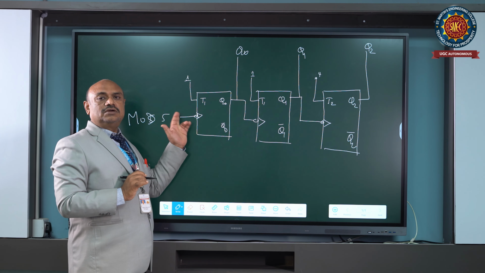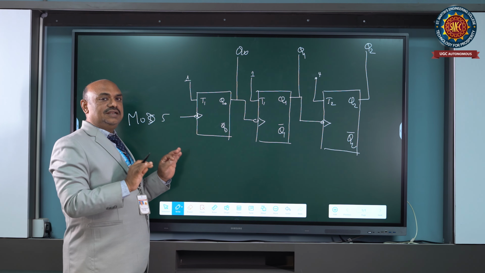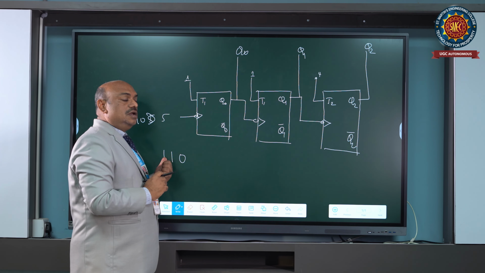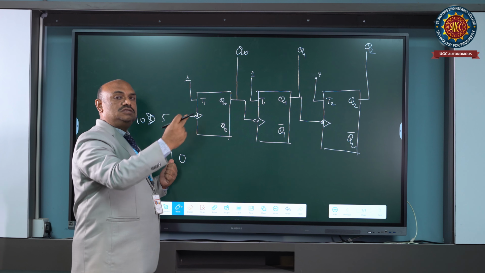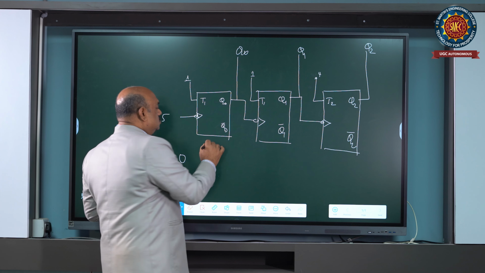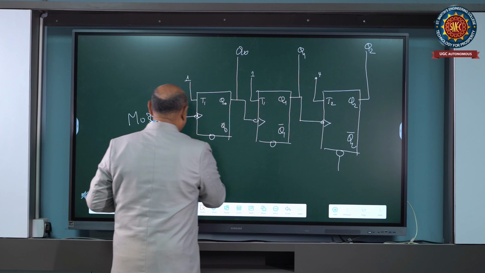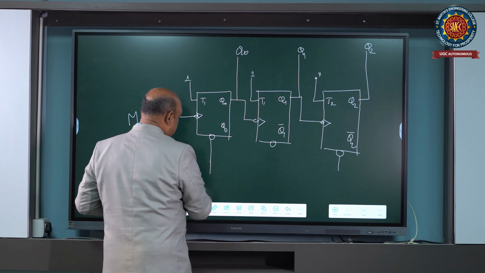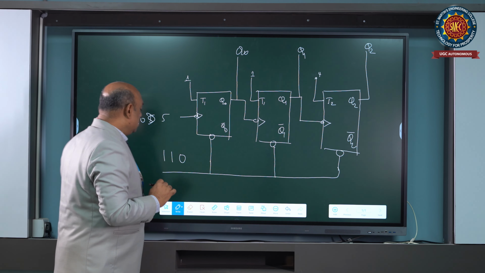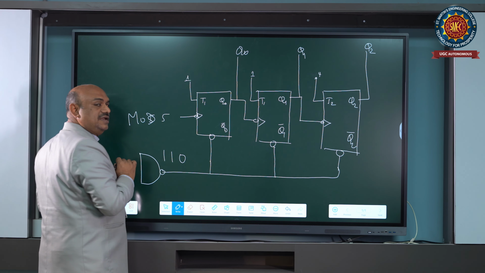Now, whenever you give the clock pulse, it starts counting as usual, but I want to truncate at 6. 6 is 110. Therefore, when the output is about to become 110, it should be switched off. To do this, we use one additional provision called the clear input. The clear input is connected to a NAND gate.